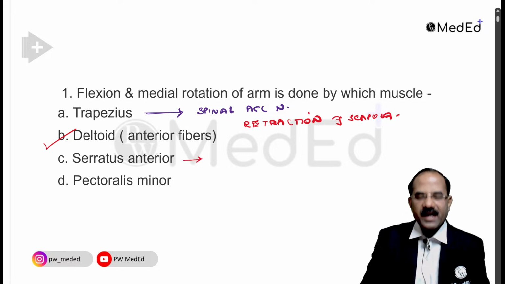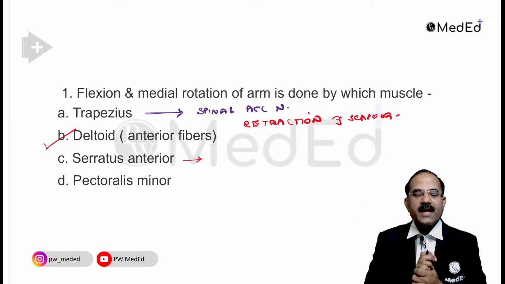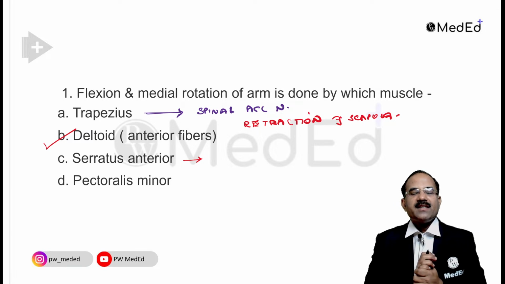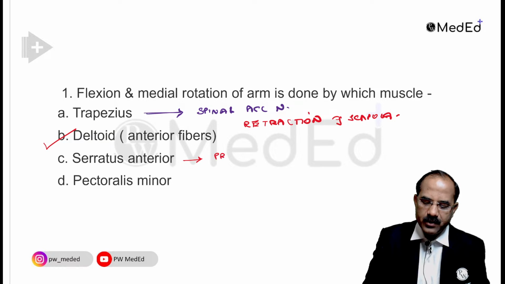What is the action of serratus anterior? Now who does retraction? Trapezius and rhomboid. So what is the action of serratus anterior? Students, serratus anterior takes the scapula outwards. What is its action? Protraction.